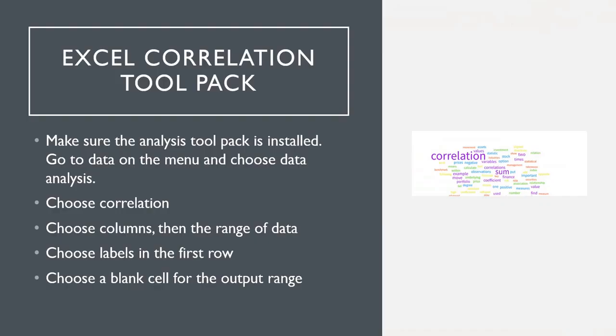Another way to calculate correlation is to use the Data Analysis Toolpak. Make sure that the Analysis Toolpak is installed, then go to Data on the menu and choose Data Analysis. Choose Correlation, then choose Columns and the range of data. Make sure to check the box where it says Labels in first row. Finally, choose a blank cell for the output range of all your correlation coefficients.